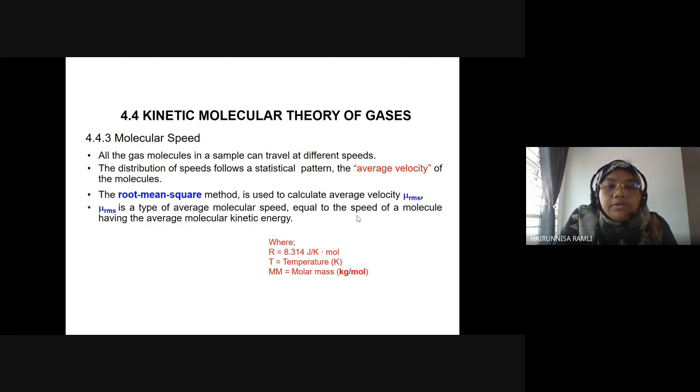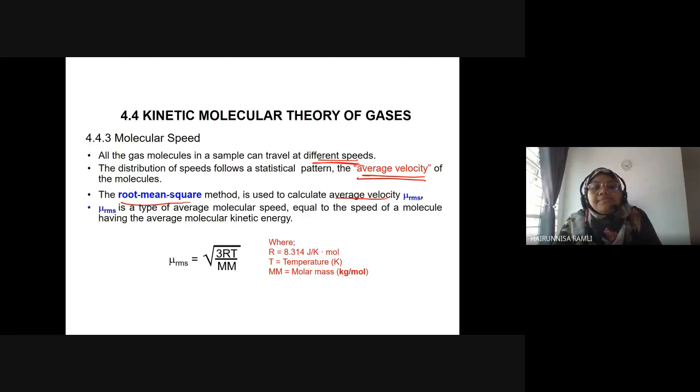So now we want to talk about the molecular speed. Okay, again, bila kita cerita pasal kinetik, kita akan cerita pasal speed lah sebenarnya, speed of the gas. Okay, so all the gas molecules in the sample can travel at different speed. Again, saya cakap tadi, different speed because they have different molar mass, of course speed dia pun akan berbeza-beza. Okay, so the distribution of speed follows a statistical pattern. We call it the average velocity. Kita ambil dalam terms average. Okay, so nak calculate dia, how to get this average velocity, we will use the root mean square velocity method. Okay, u_rms. So the formula is the square root of 3RT over molar mass.